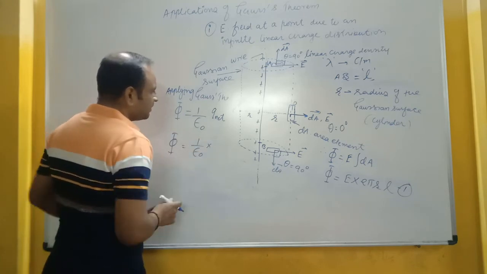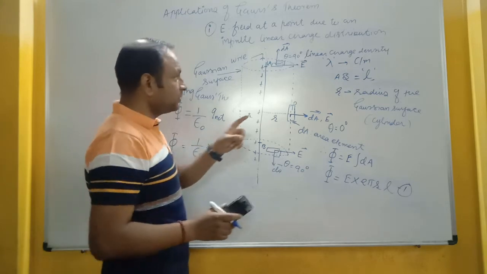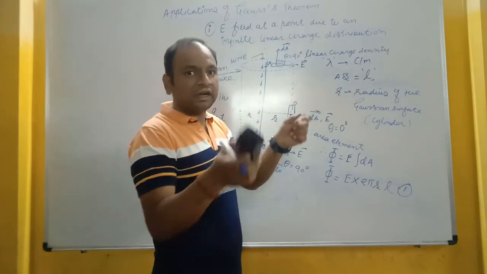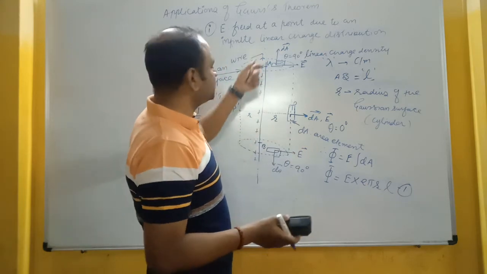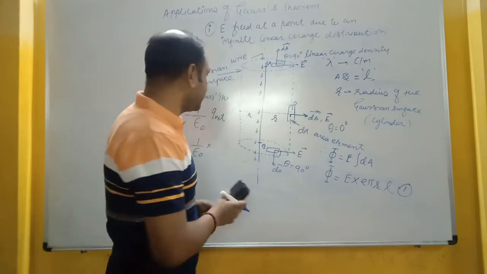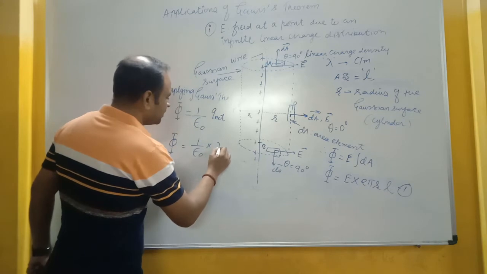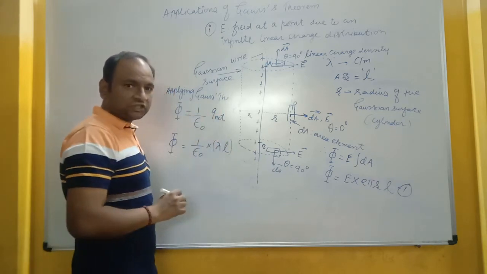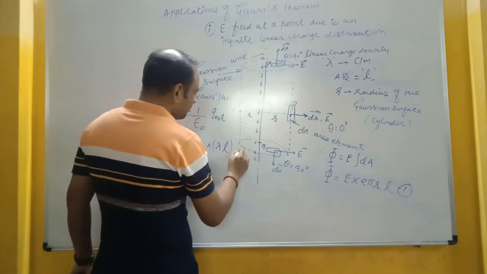Okay, so what we have here is, phi is equal to 1 by epsilon 0 multiplied by Q net. Q net would be equal to lambda multiplied by L. Lambda into L would be the charge on this section of the infinitely long wire, right? So it would be equal to lambda multiplied by L. This lambda into L is the net charge present. Let this be equation number 2.